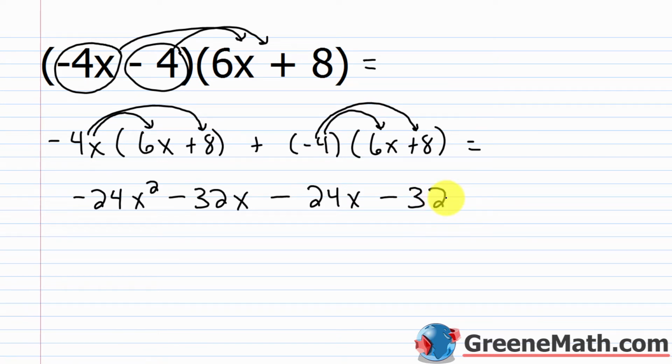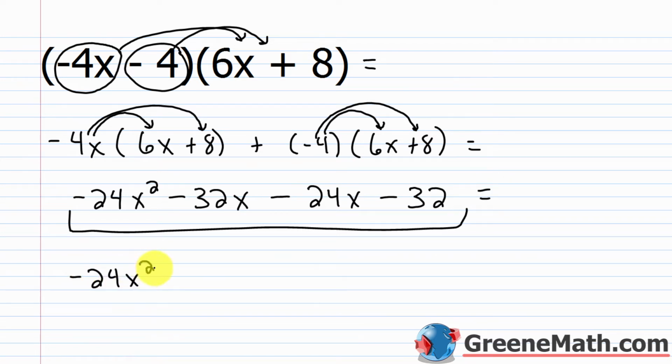So I'm not done. In the previous examples, I never had any like terms or anything. I would not report this as my answer because I have negative 32x and I have negative 24x. Those can be combined, right? They're like terms. So what is negative 32 minus 24? Well, that's negative 56. So this is going to end up being negative 24x squared minus 56x minus 32. That would be my answer.